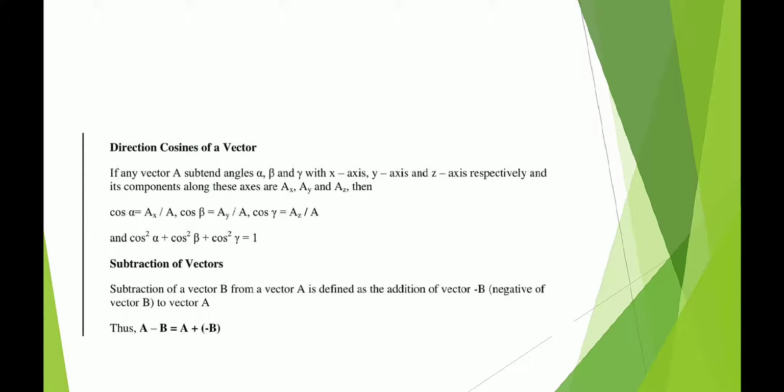Subtraction of vectors. Subtraction of vector B from a vector A is defined as the addition of vector B's negative, that is negative of vector B, to vector A. Thus A minus B is equal to A plus (minus B).